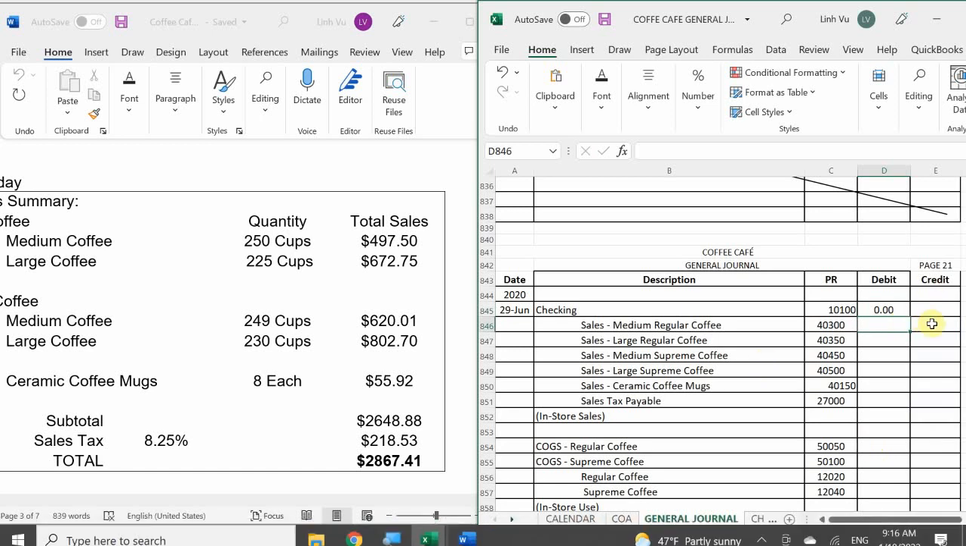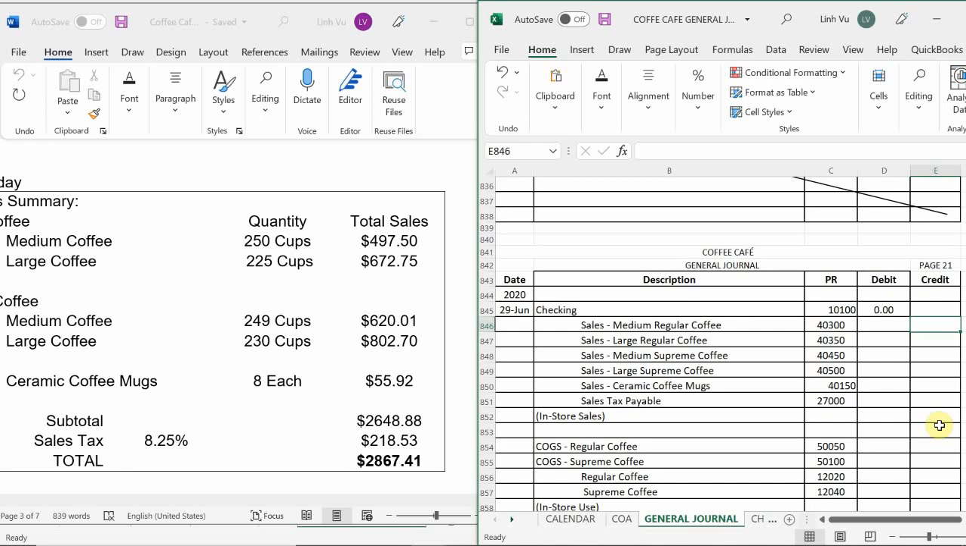How much sales did we make for the medium regular coffee? 497.50. Large regular? 672.75. Medium supreme? 620.01. Large supreme? 802.70. Ceramic coffee mugs? 55.92. And then tax, 218.53. And you should have a grand total of 2867.41. Perfect.